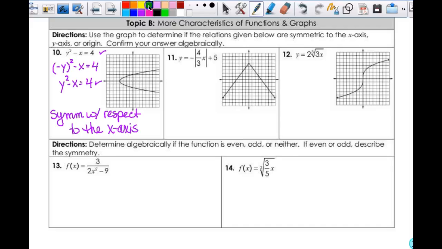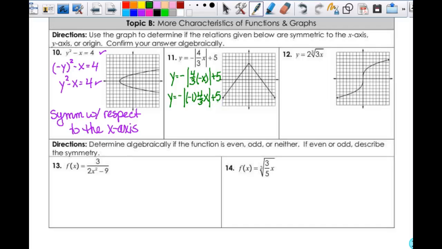All right, so then number 11. It looks like it is symmetric with respect to the y-axis, so if I substitute in a negative x, then I should get the same thing. So y equals negative absolute value of 4/3 times negative x plus 5. And so this gives me y equals negative absolute value of -1 times 4/3 x plus 5.